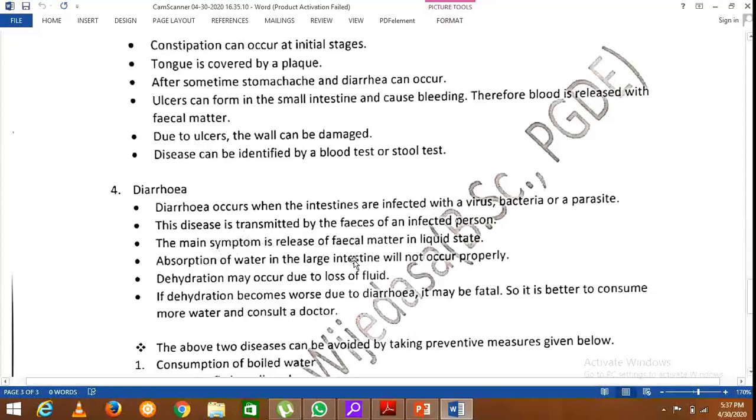The main symptom is release of fecal matter in liquid state. So the reason is the absorption of water in the large intestine is not occurring properly. Dehydration may occur due to loss of excessive fluid in this condition. If dehydration becomes worse due to diarrhea, it may be fatal, so it is better to consume more water and consult a doctor. That is why when you get a diarrhea condition, you are asked to take enough liquids to avoid dehydration.